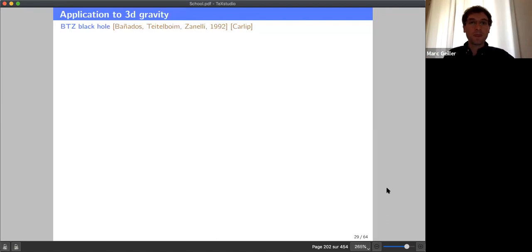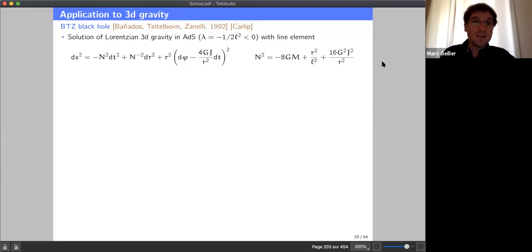Now we can do a physical application and use this to compute something. To do this, there is something interesting to do in 3D, which is to look at the three-dimensional black hole. The three-dimensional black hole is called the BTZ black hole. This is named after Bañados, Teitelboim, and Zanelli, who discovered this solution in '92. I also give credit to Steve Carlip, who studied this very extensively. This is a solution of three-dimensional gravity.